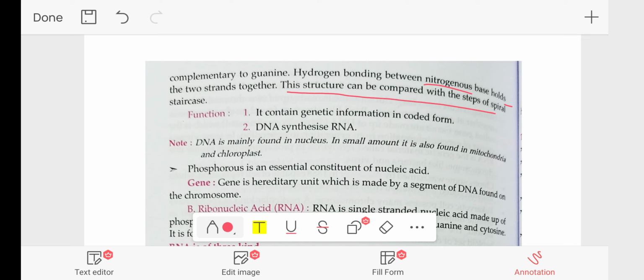Function of nucleic acid. Here, that is the nitrogenous base. The function is that it contains genetic information in coded form. DNA synthesizes RNA. Note, DNA is mainly found in the nucleus. In a small amount, it is also found in mitochondria and chloroplast.